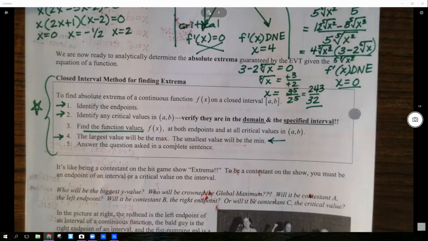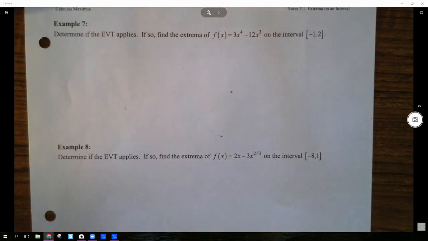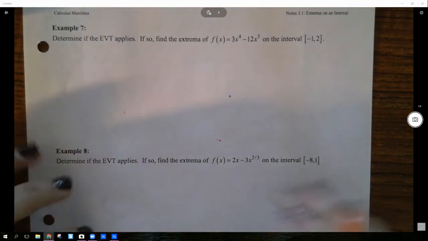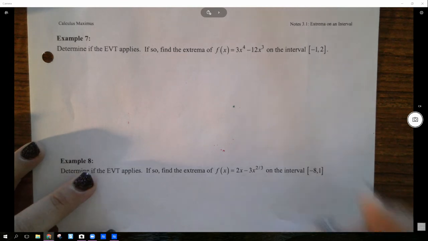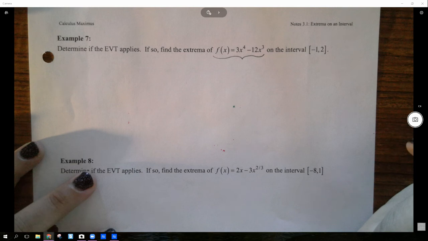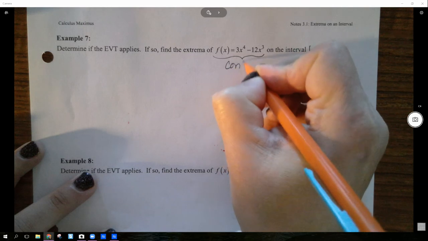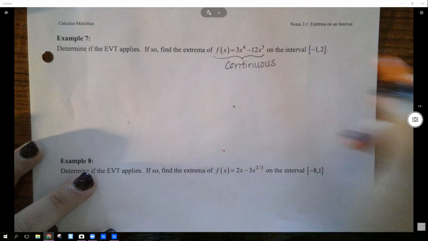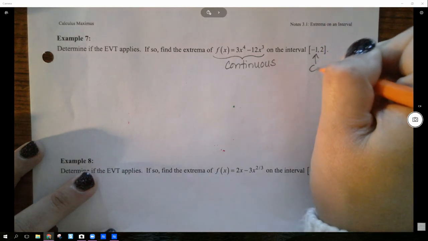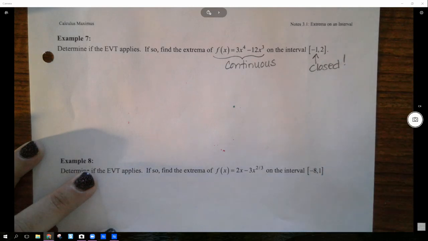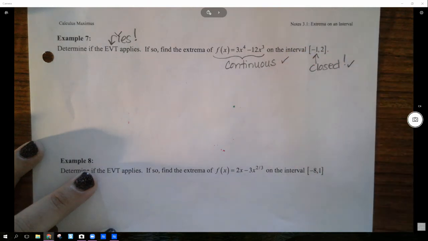Okay, so let's put this together and try these next examples. All right, so I'm going to switch to pencil. Determine if the EVT applies. If so, find the extrema of the function on the interval. So you have 3x to the fourth minus 2x cubed, and you are on this closed interval. So this is continuous because it's a polynomial. There's no asymptotes, there's no holes or any kind of jump discontinuities. We are on a closed interval, so that means that the EVT does apply. Okay, those two things are satisfied.